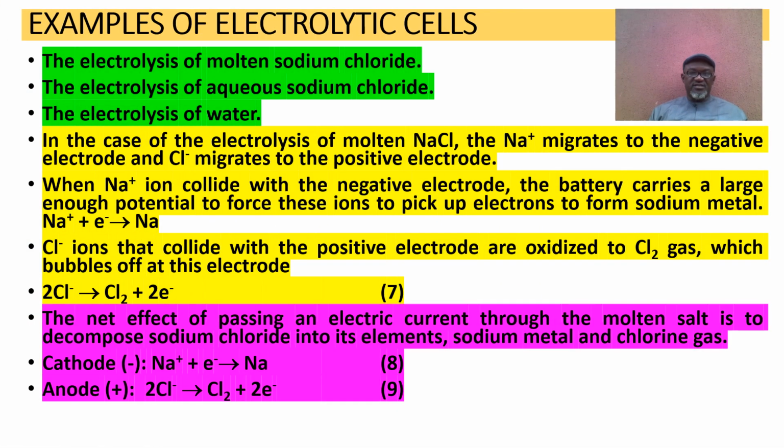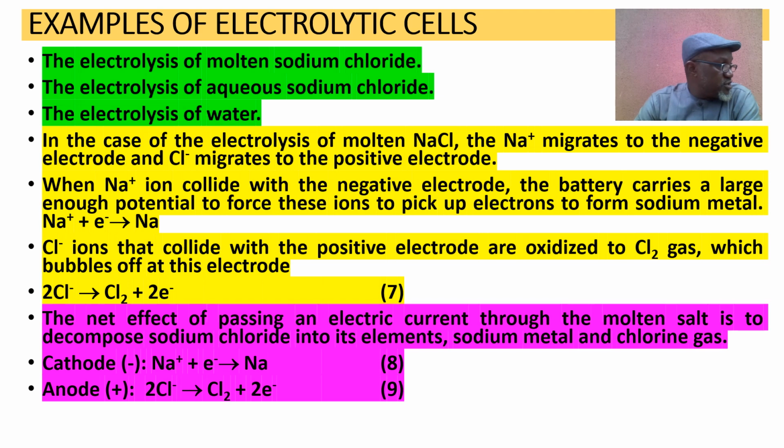Examples of electrolytic cells: molten sodium chloride, electrolysis of aqueous sodium chloride, electrolysis of water. These are specific examples. If you Google them, you just see some summary where you can look at what is happening at each of the electrodes. But let's take the case of molten sodium chloride.